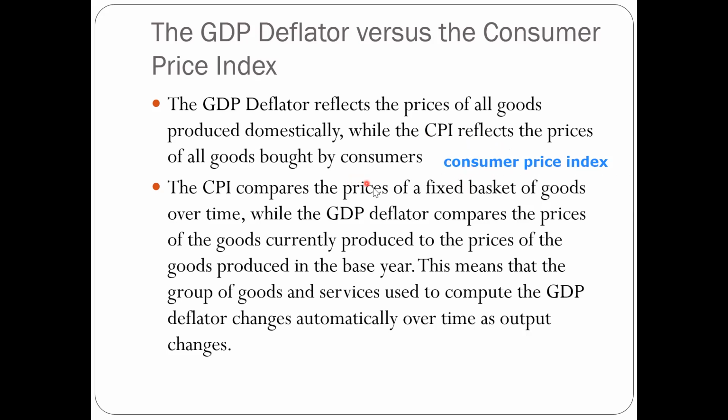So the CPI compares the prices of a fixed basket of goods over time, while the GDP deflator compares the prices of goods currently produced to the prices of the goods produced in the base year. That's why the GDP deflator formula is equal to nominal GDP divided by real GDP, multiplied by 100.